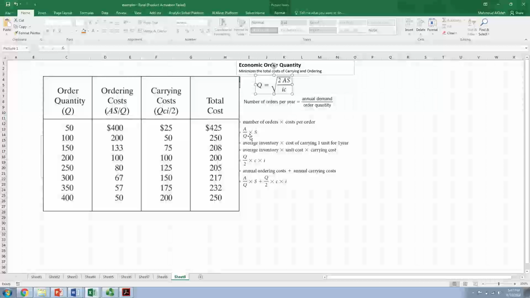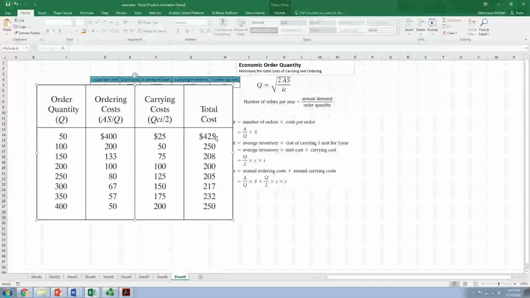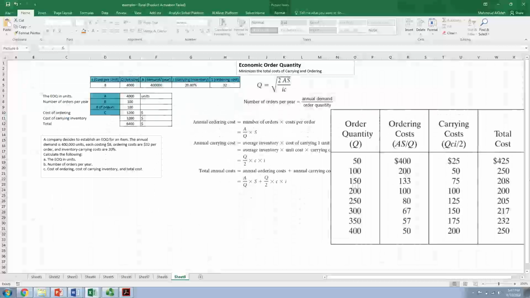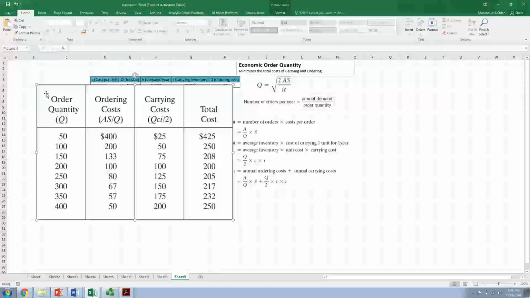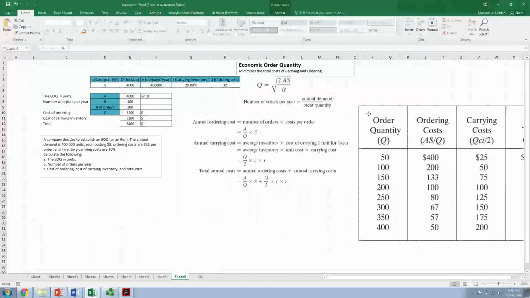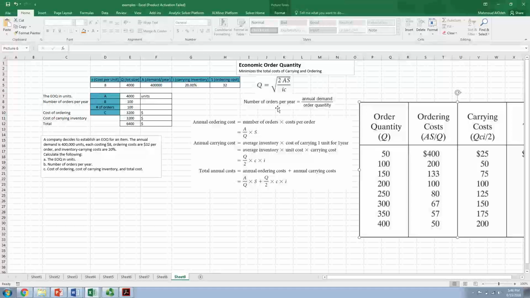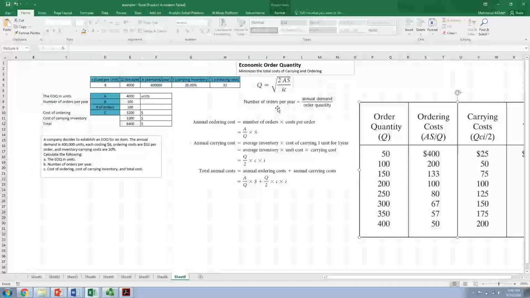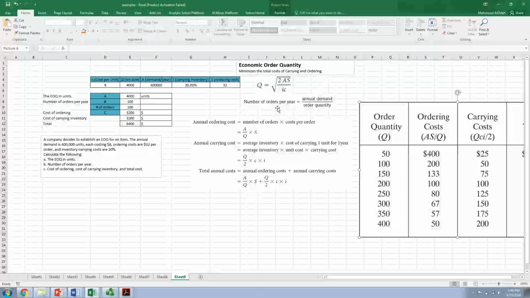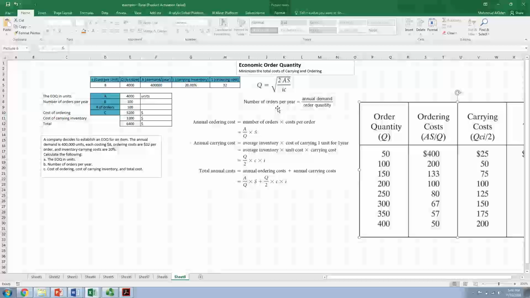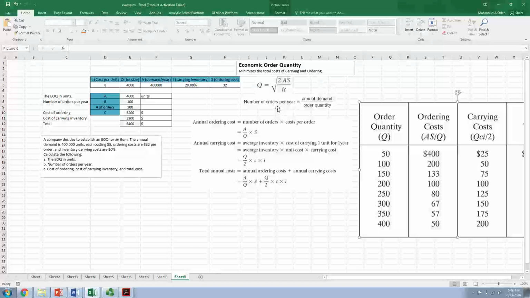In order to clarify these concepts, we have to take an example. It would be the best way to clarify these concepts and how we could find the EOQ. First of all, we need to go through some of the equations that we're going to use. The number of orders per year is the annual demand divided by the order quantity, which is how many orders you have to do per year.